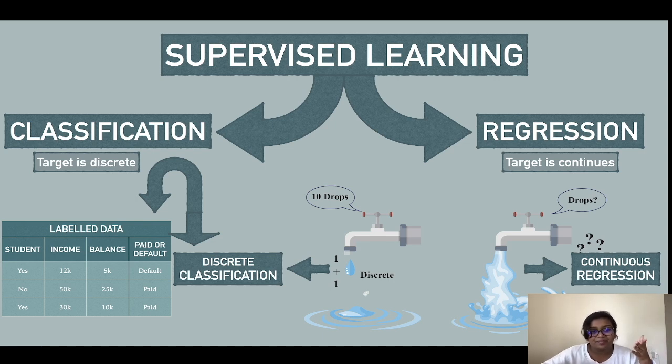And why is that? Because the target here is paid or default. There are only two possible outcomes, paid or not. These are the only two possible outcomes when it comes to this problem. So the value is not continuous, it's discrete. So it's a classification problem. Pretty simple. I assume that you must have understood the difference between classification and regression by now.